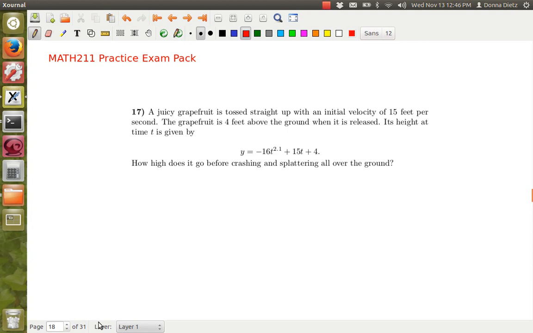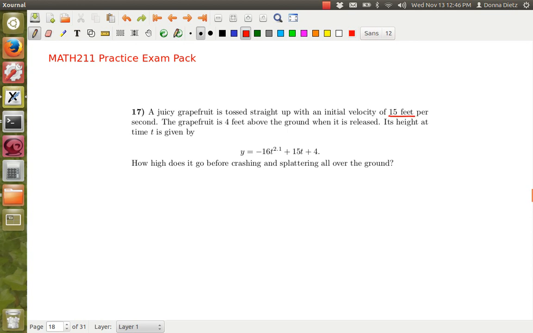Okay, an object is tossed straight up with a certain initial velocity and is 4 feet above the ground when it is released. So this is just a question taken from a standard physics class, except that I've changed the exponent in order to force the students to use calculus rather than the vertex trick that I normally encourage.